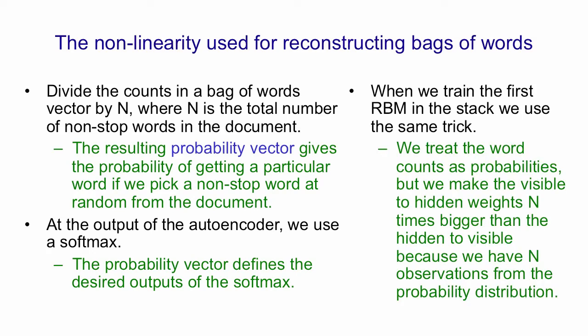We treat the word counts as probabilities when we're reconstructing them, but when we're using them to activate the first hidden layer, we multiply all the weights by n, and that's because we have n different observations from that probability distribution. If we left them as probabilities, the input units would have very small activities and wouldn't provide much input to the first hidden layer. So we have this funny property that for the first restricted Boltzmann machine, the bottom-up weights are n times bigger than the top-down weights. So how well does this work?